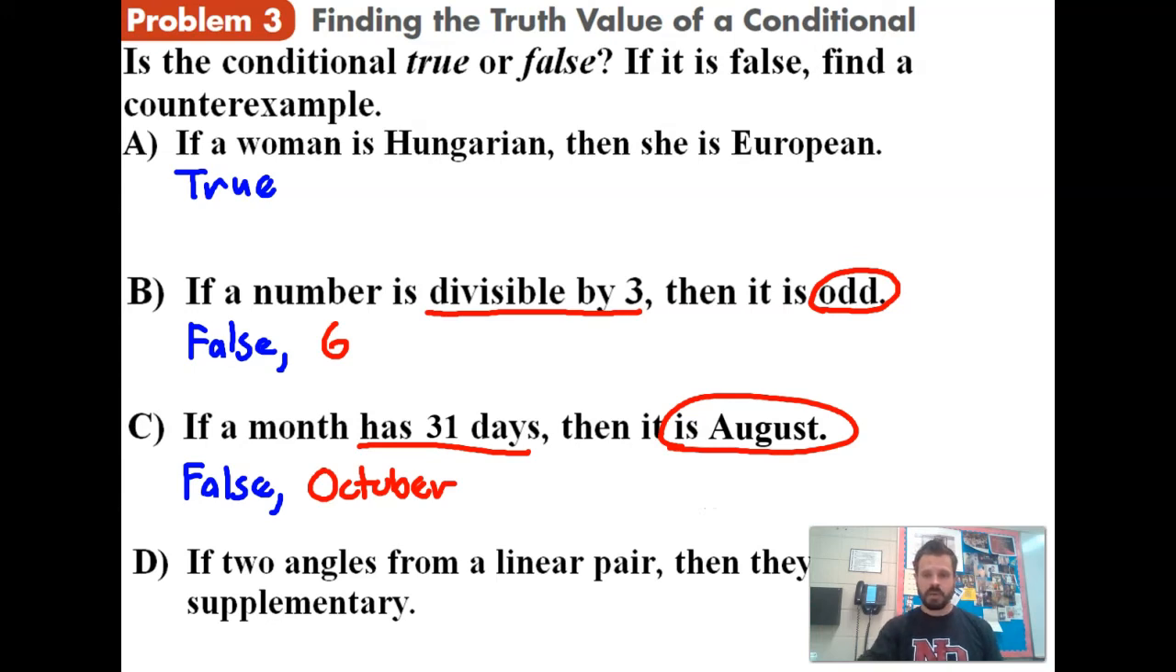All right, last one here. If two angles form a linear pair, then they're supplementary. A reminder what a linear pair is: two angles that when I put them together, they form a straight line. They make a straight angle. Now, since a straight angle is always going to sum to 180 degrees, yes, this would be true. That linear pair is always going to make 180 because a straight angle is always 180. So this one would be true as well.